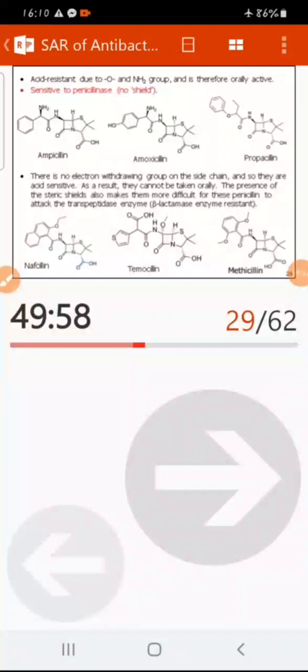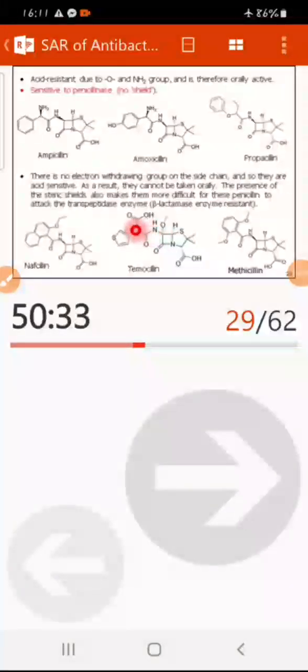This compound. This is the alpha carbon. The alpha carbon is part of the ring. If the alpha carbon is part of the ring, that is bulky. Therefore, it is beta-lactamase stable. And the alpha carbon doesn't contain an electron withdrawing group here. Therefore, it is susceptible, sensitive, labile to acids. Therefore, it is not given orally. And there is no hydrophilic group here on the alpha carbon. Therefore, nafcillin is not broad.